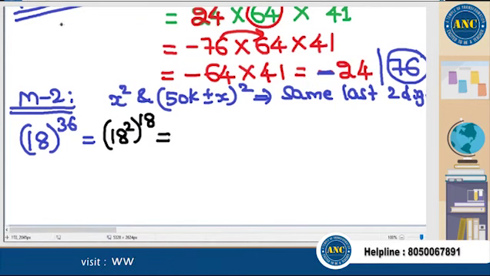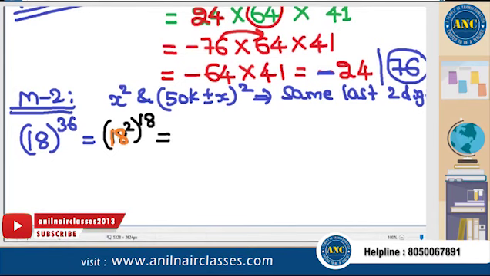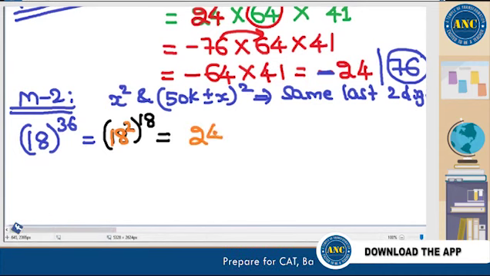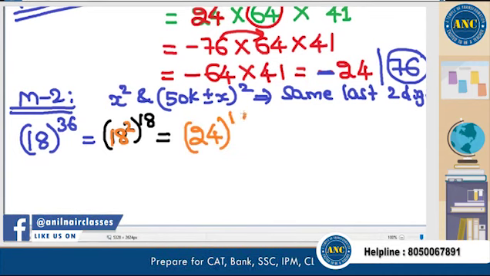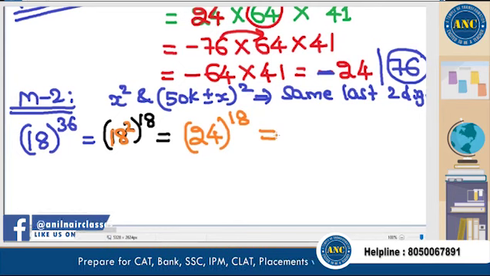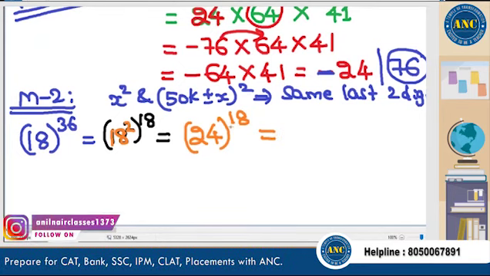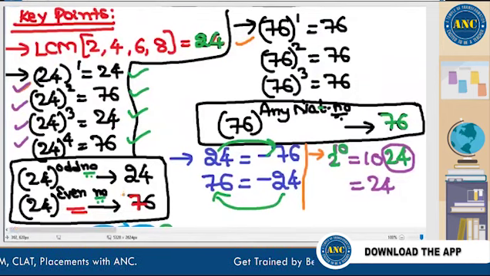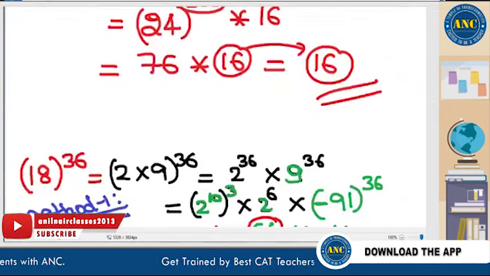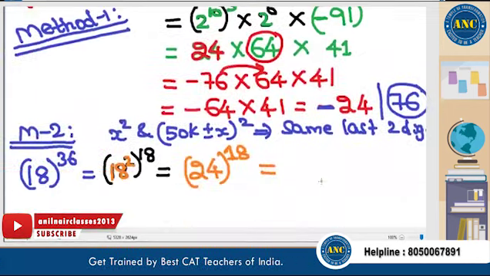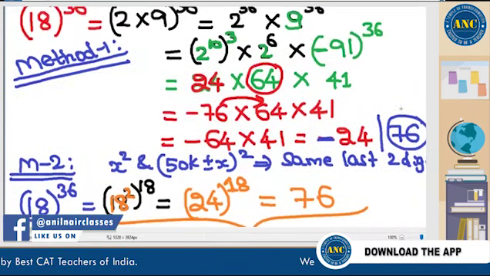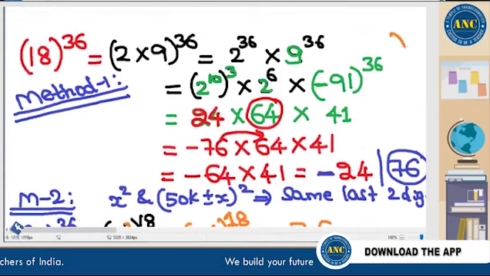Sir, why did you write like this? Can I say that 18 square is 324. What are the last two digits of 324? 24. Write power 18 as it is. And we also know the key point that 24 power even number, how much is it? 76. You already got the answer, sir. Within 2 steps you got the answer here, whereas you got it in multiple steps there.